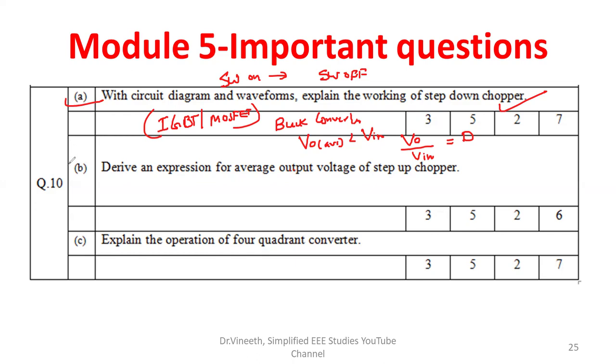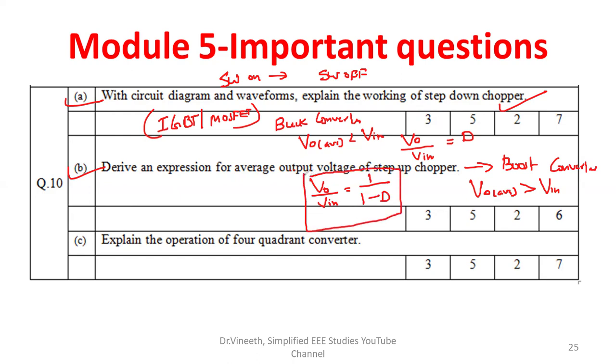Question number 10B: derive an expression for average output voltage of step-up chopper. Step-up chopper is nothing but boost converter. Here the average output voltage will always be greater than input voltage. So we can write Vo by Vin equal to 1 by (1 minus D). This you are supposed to derive. That is the ultimate goal of this particular question. Using the volt balance equation, you can solve this.